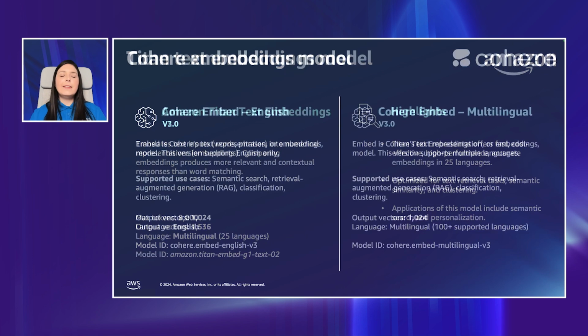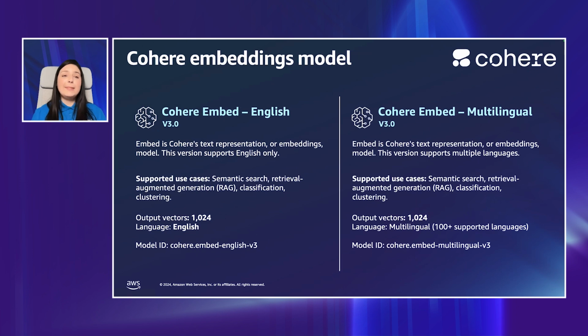We also offer two Cohere embedding models on Amazon Bedrock. We offer the Cohere embedding model for English and the Cohere embedding model for multilingual use cases. They're pretty similar, so you can embed up to 512 tokens into a vector of 1024 numbers. The difference between them is that the English embedding has been trained with English-only text, while the multilingual embedding has been trained with more than 100 supported languages. And you want to use the English one especially if your application only has English text, because then it will work a bit better for English.